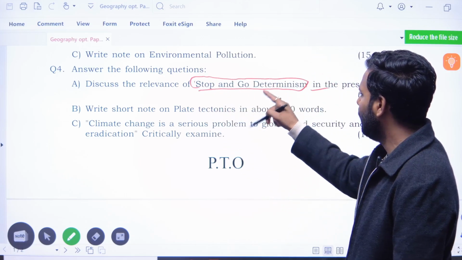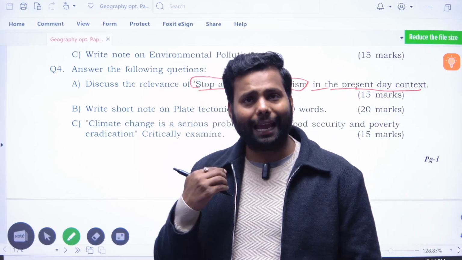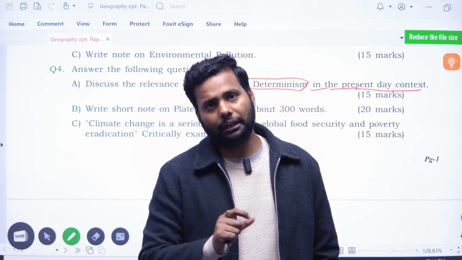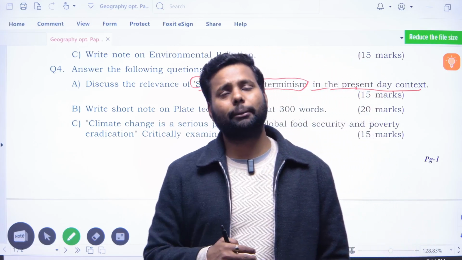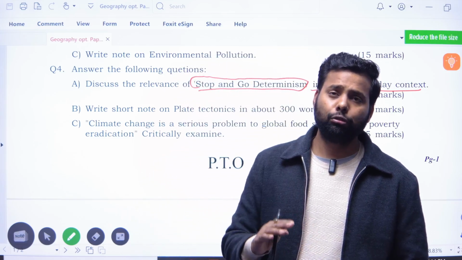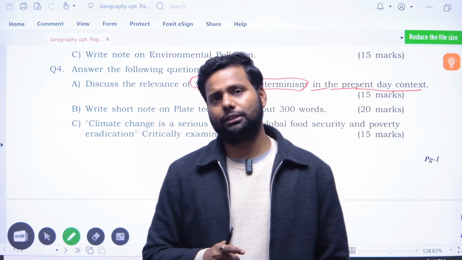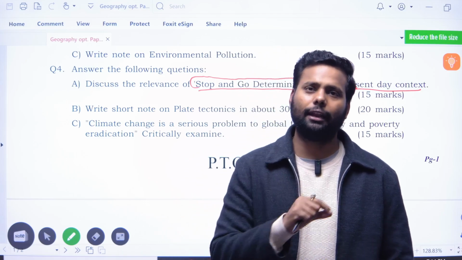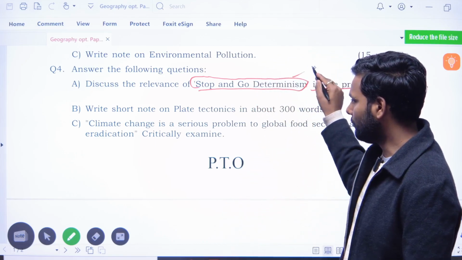Discuss the relevancy of stop and go determinism in the present day context. Stop and go determinism. What is the meaning of determinism? We all know that determinism is something which is fixed. Determinism is where nature is supreme and humans are treated as slaves of nature. Humans are fully dependent on nature, and nature modifies all the structures, and humans have no right, or you can say very limited or certain rights, to modify the structures. So you have to simply mention determinism.